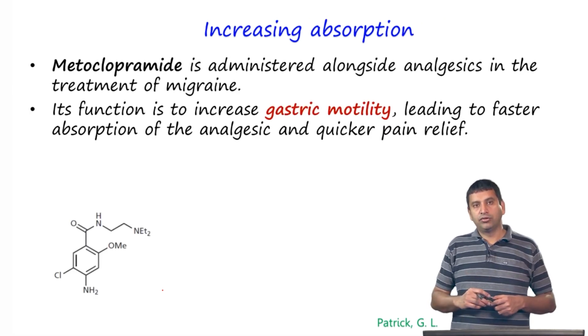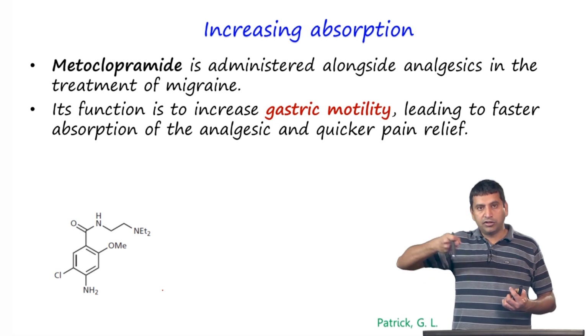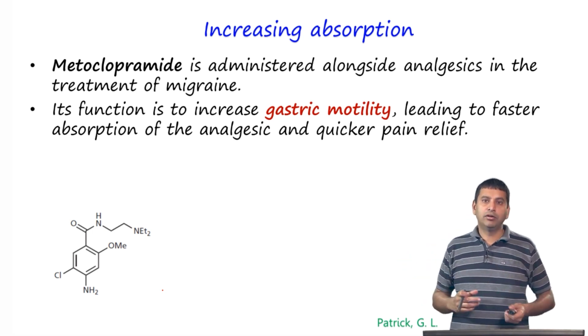Another strategy that is used is to help with increased absorption. So, this drug metoclopramide is administered along with analgesics in the treatment of migraine. What this drug does is that it increases gastric motility, leading to faster absorption of the analgesic and quicker pain relief.